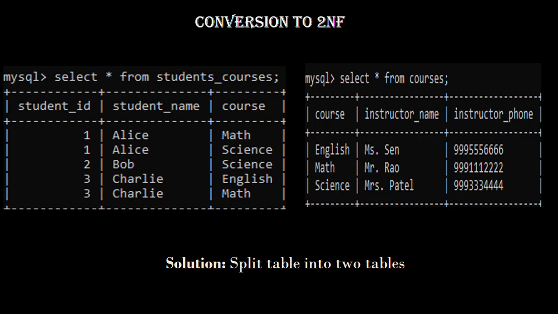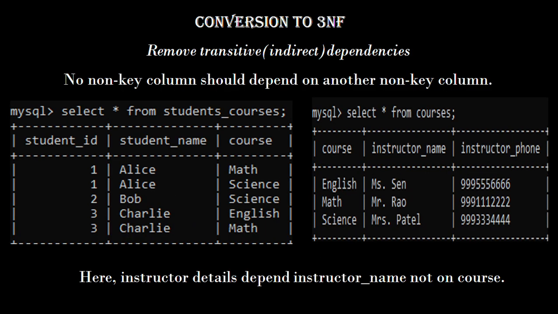So to address this issue, what we are doing is splitting the table into two tables so that all the student details depend on the student ID, the whole primary key, and in the same way in the courses table, these details depend on the course ID. Now we'll come to the third normal form. The rule of the third normal form is to remove transitive dependencies. Transitive dependency means indirect dependencies.